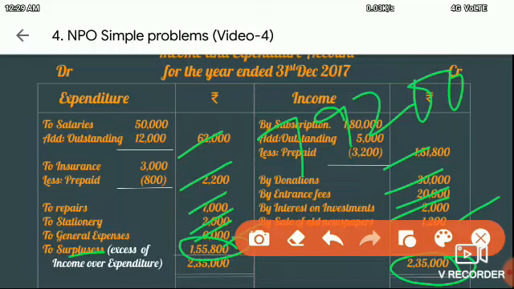So what we have done here is we have shown our income and expenditure on accrual basis, and we have taken all the revenue nature items. I hope you have understood how to prepare the income and expenditure account. In the coming videos, we will be solving more sums on income and expenditure account because it is important from the point of view of your examination.